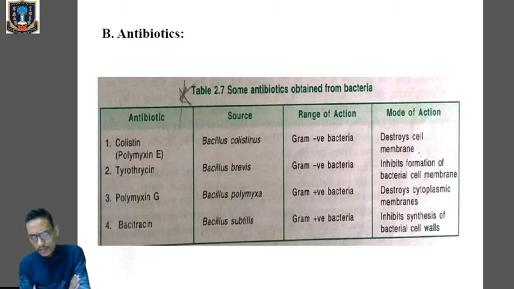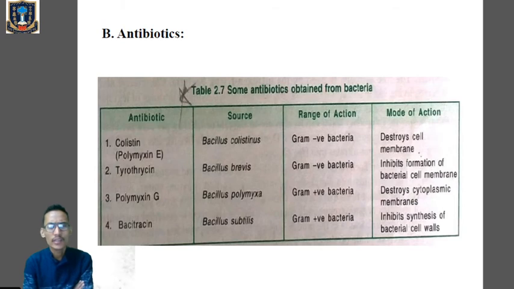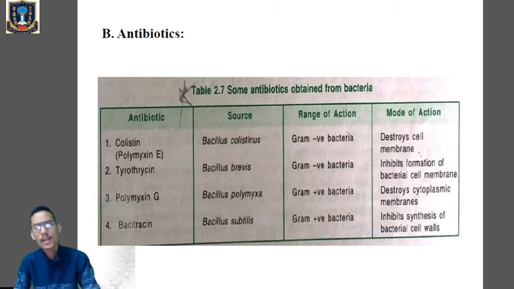Next one, most important, is antibiotic. An antibiotic is a chemical that is produced by microorganisms and is used for the treatment of different types of fungal and bacterial infections. Man has isolated many antibiotics from various bacteria and utilized them as drugs for the treatment of different types of pathogenic microorganisms. What was the first antibiotic? It was penicillin, discovered by Sir Alexander Fleming, obtained from the fungus Penicillium notatum.